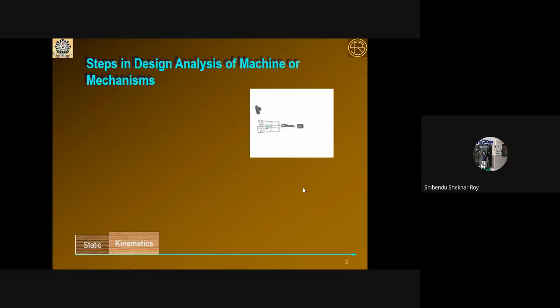Kinematics of a rigid body, kinematics of multiple interconnected rigid bodies. Once you solve the kinematics, then you have to solve the kinetics, which is also sometimes called the dynamics.